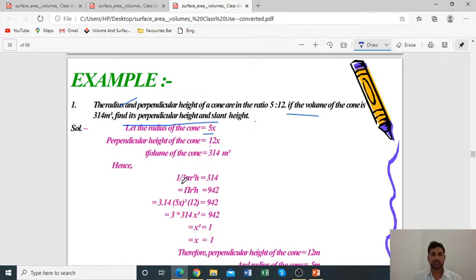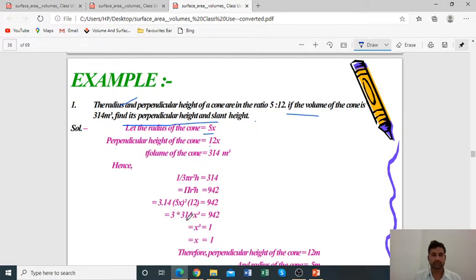So 1/3 pi r square h is equal to 314. So dividing 314 by 1/3, pi r square h is equal to 942. Put in the values: pi value is 3.14, radius is 5x and height is 12x. So square of 5x multiplied by 12x.